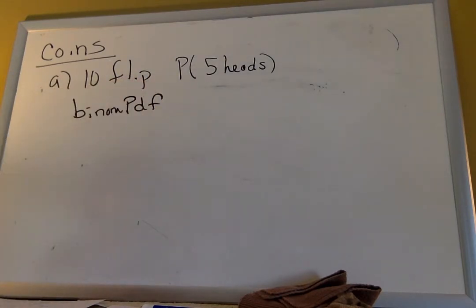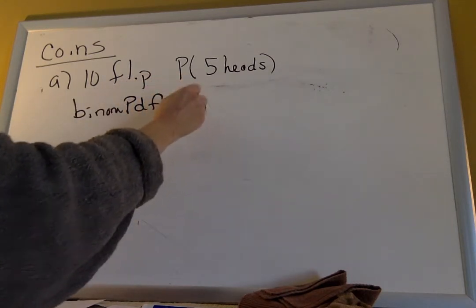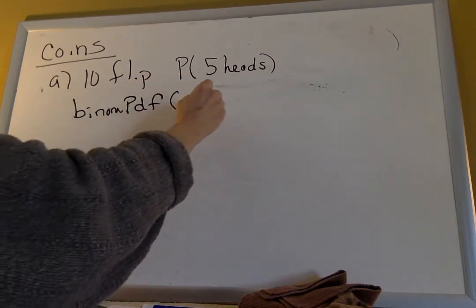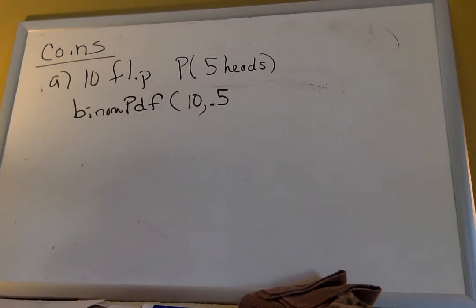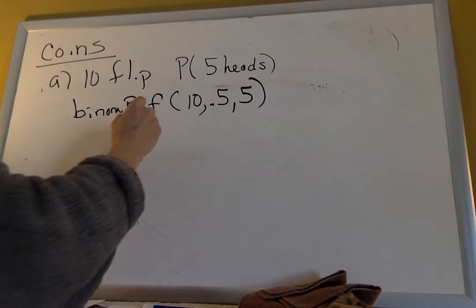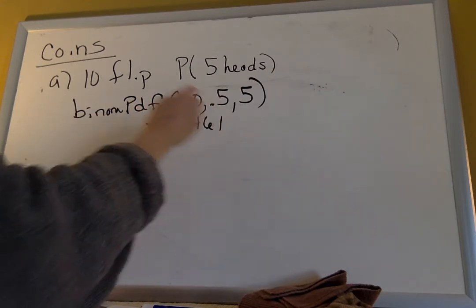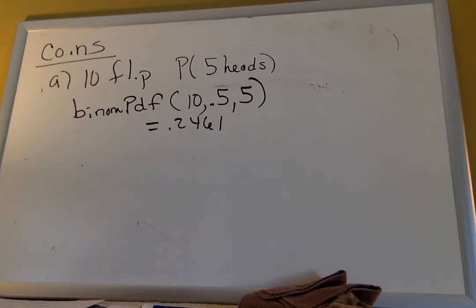It's just the singular binomial PDF because we're just running at 5. My n was 10 trials. My probability of a head was 0.5 because we assume it's a fair coin unless we're told otherwise. And then I was interested in getting 5 heads. That will give you 0.2461. So it's less than a 25% chance that you are actually going to get exactly 5 heads out of 10. Again, most people get between 4 and 6 heads. Less than a fourth would actually get exactly 5.